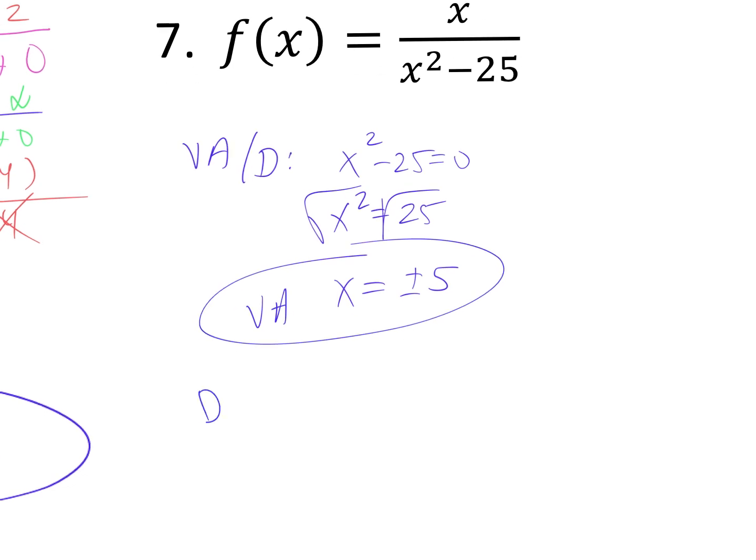What is your domain in this case? Negative infinity to negative 5. Good. Union. Negative 5 to 5. Union. 5 to infinity. Good.